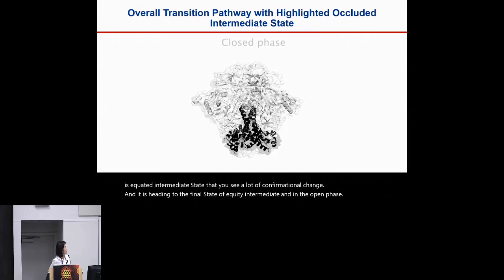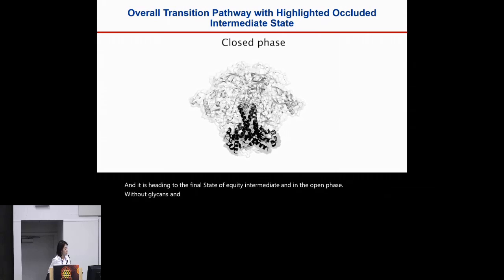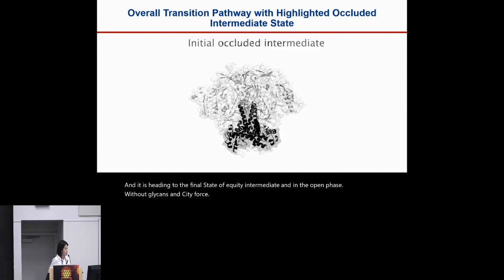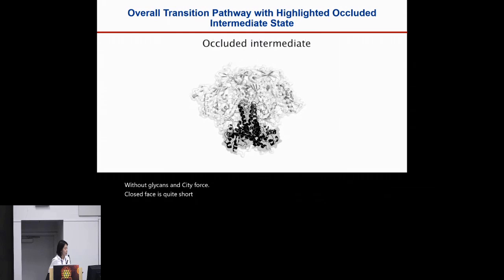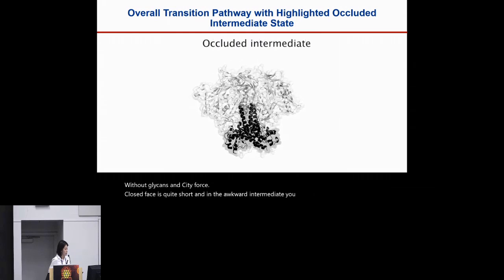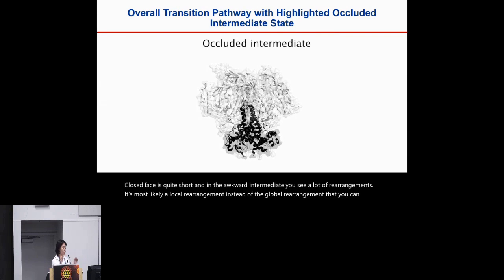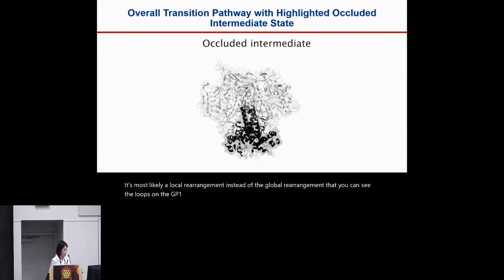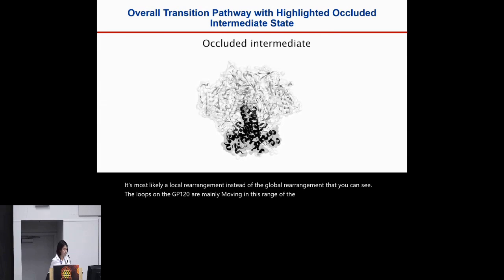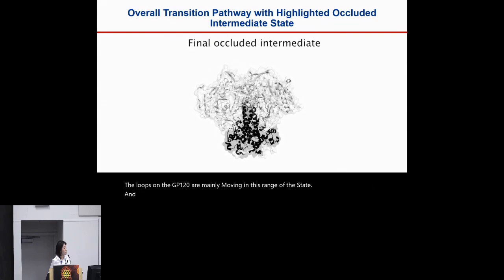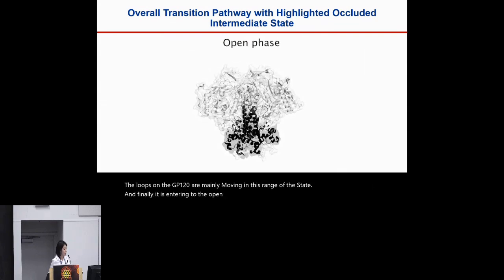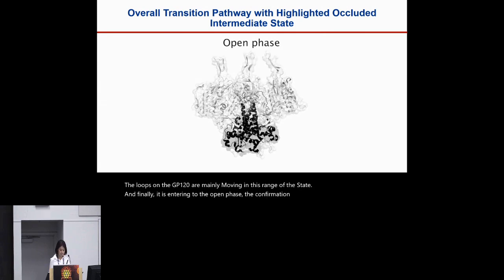Without glycans and CD4s, the closed phase is quite short. In the occluded-intermediate, you see a lot of rearrangements. It's most likely local rearrangements instead of global rearrangement, where the loops on the GP120s are mainly moving in this range of the state. And finally, it is entering the open phase. The conformation is completely open.